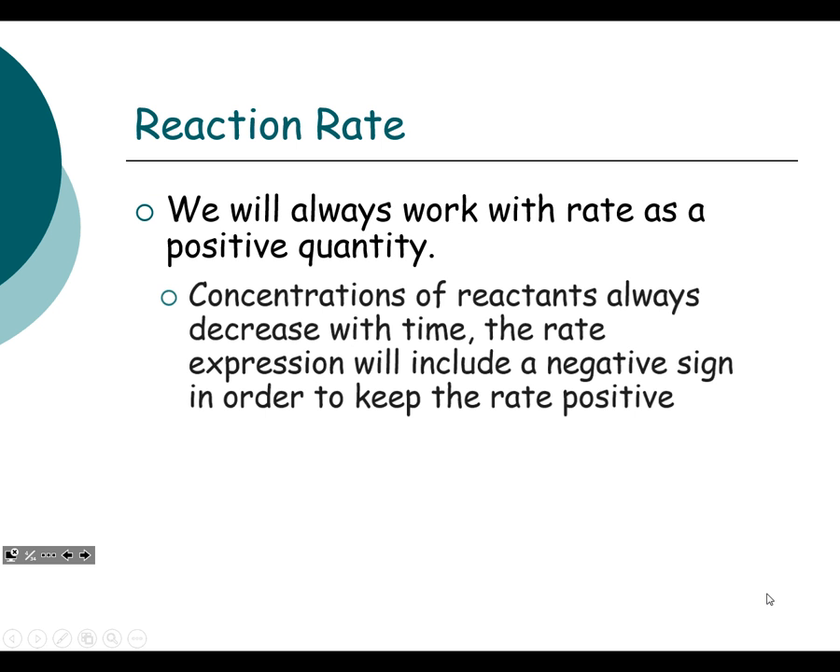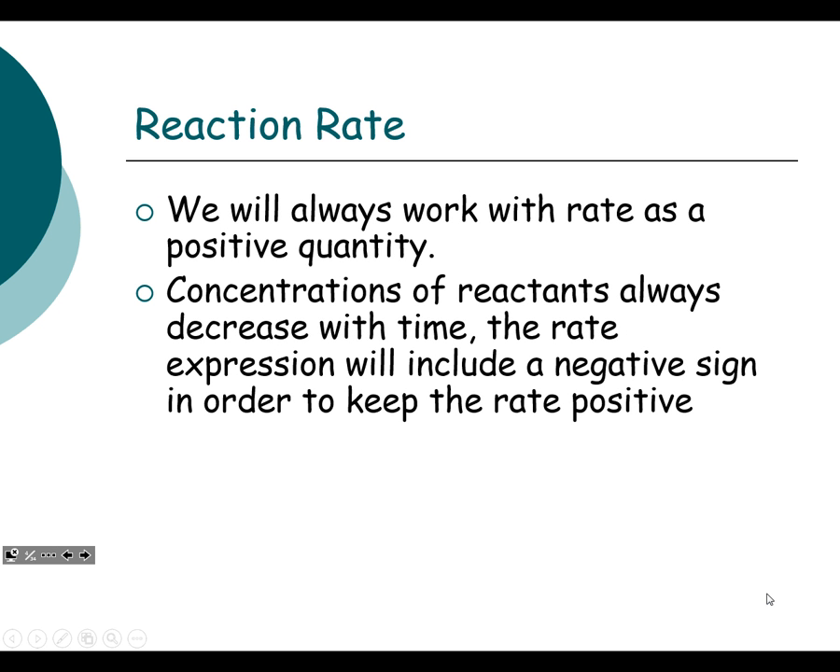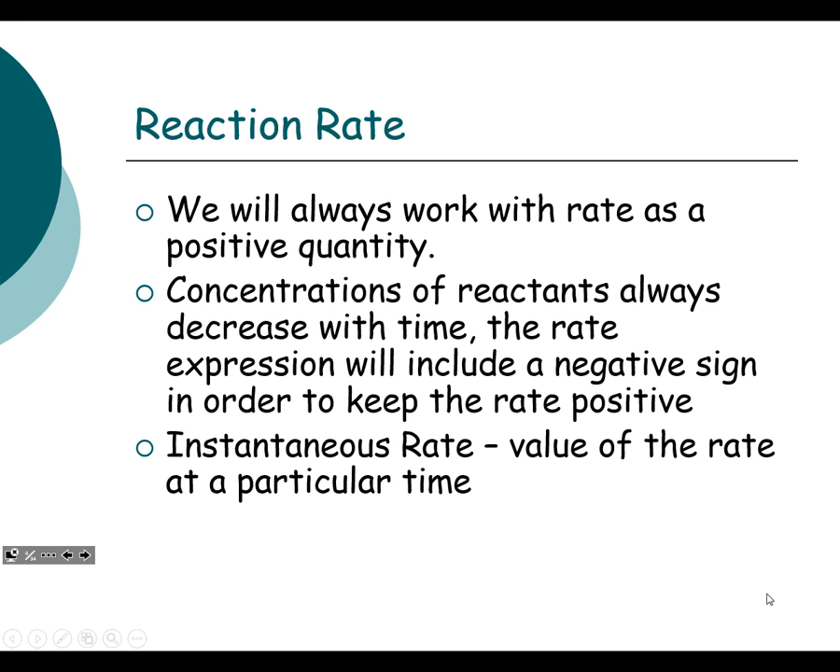We already talked about how we will always be using rate as a positive quantity. Our concentrations of reactants always decrease with time. So what we have to do is, when we write our change in concentration over our change in time, we actually end up throwing a negative sign into the equation so that we keep the rate positive. Because otherwise, when looking at reactants, our rate would always look negative because we're always decreasing that concentration. So we fix that mathematically by throwing a negative sign into our equation.